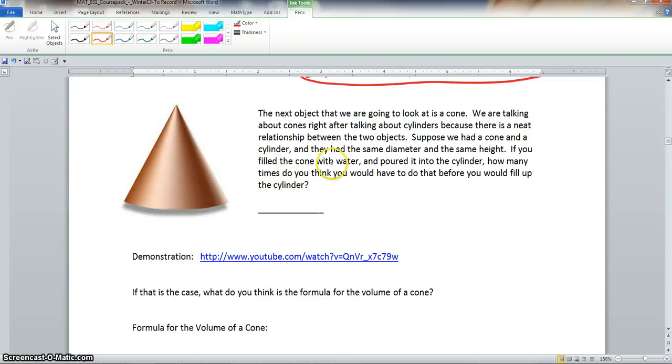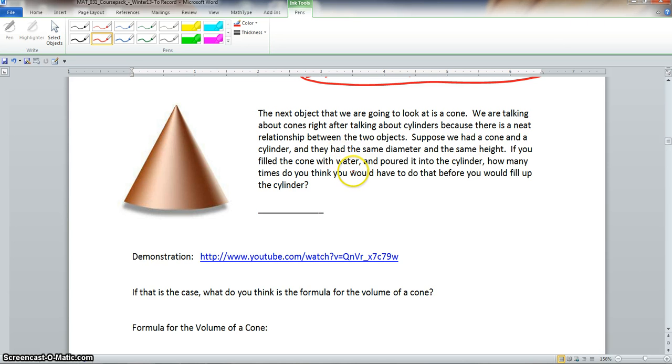Okay, class, picking up where we left off, the next object that we are going to look at is a cone. We are talking about cones right after talking about cylinders because there is a neat relationship between the two objects. Suppose we had a cone and a cylinder, and they had the same diameter and the same height.